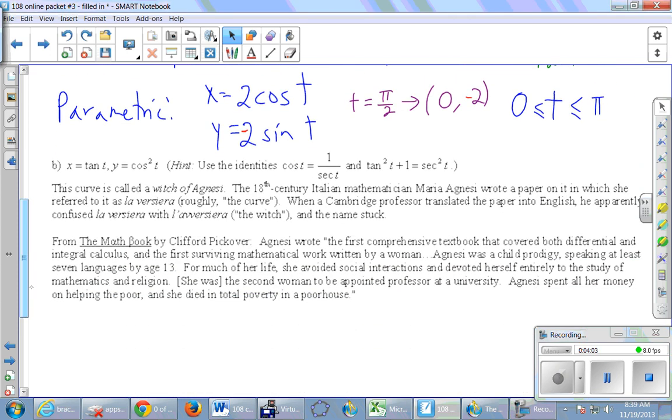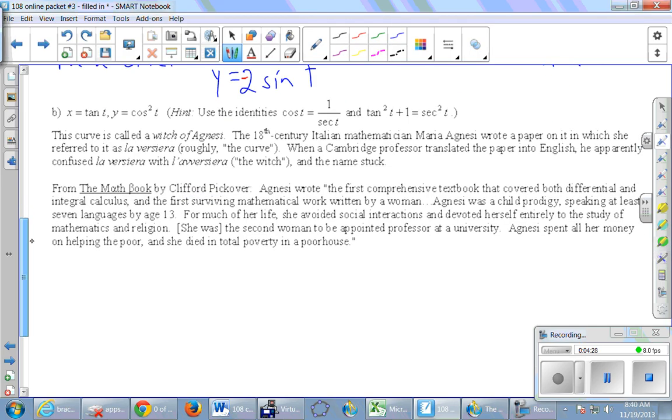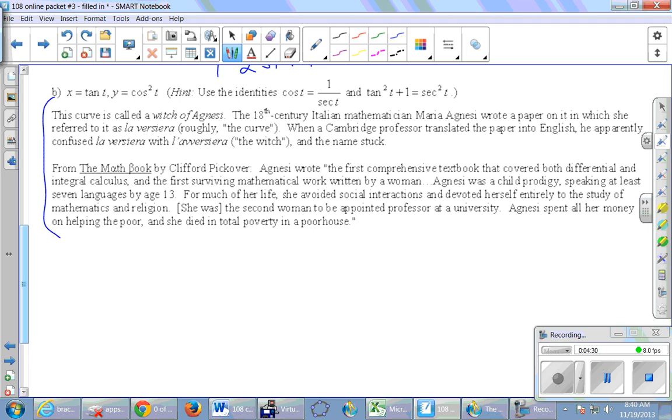Part B, x equals tan t, y equals cosine squared of t. Hint, we're going to use these two identities and encourage you to read the history here. This curve has historical significance, and I'd also encourage you to request at your local library the math book by Cliff Pickover. It is wonderful. Okay, so first thing to do is identify what kind we have. Well, this one's easy to recognize because it's x equals and y equals, so this is currently in parametric form.